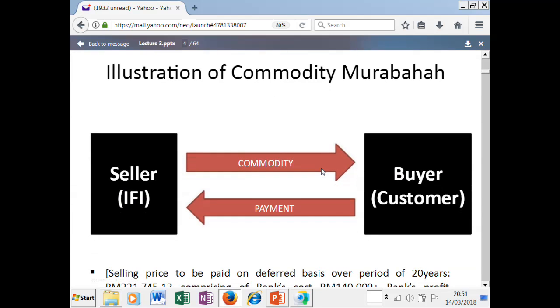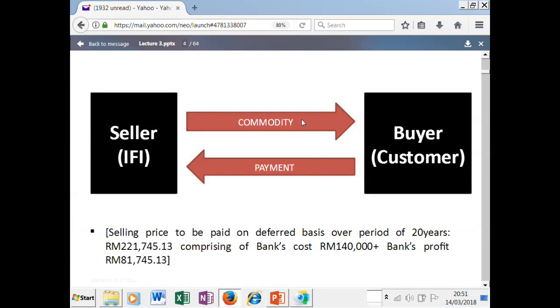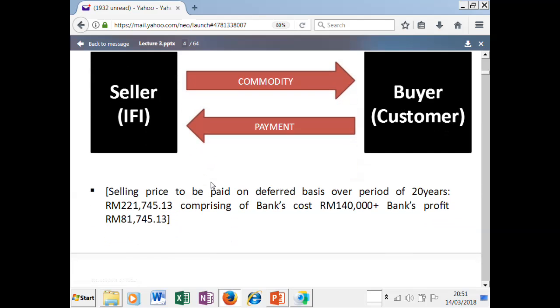Then commodity murabahah. So basically, there is a sale of commodity to the buyer, and the bank sells the commodity to the buyer, and then the buyer will pay for the commodity. The selling price is to be paid on a deferred basis over a period of 20 years, comprising the bank cost of 140 plus bank profit. So the bank profit is 81 plus 140, which is 241,000. That is the selling price of the bank.